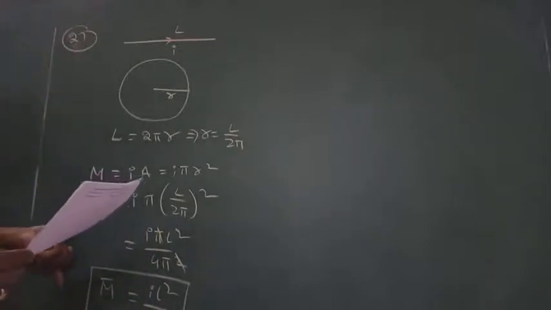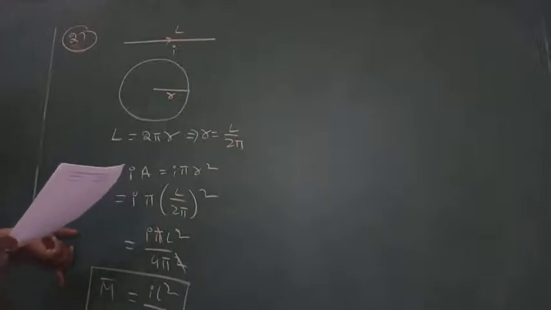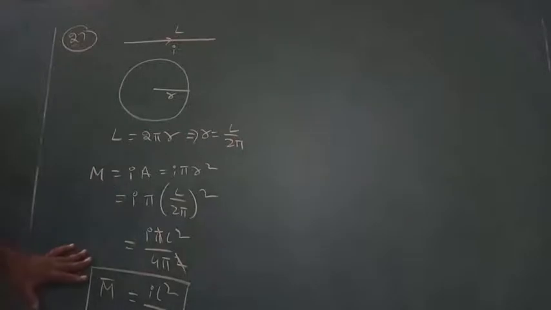This is the magnetic moment of the given length of wire bent in the form of a circle. Its magnitude of magnetic moment is I L square by 4 pi.